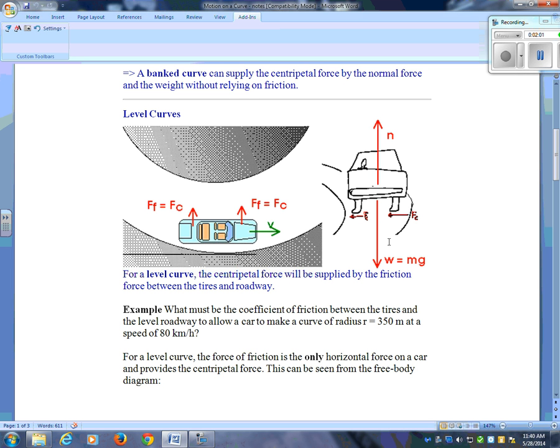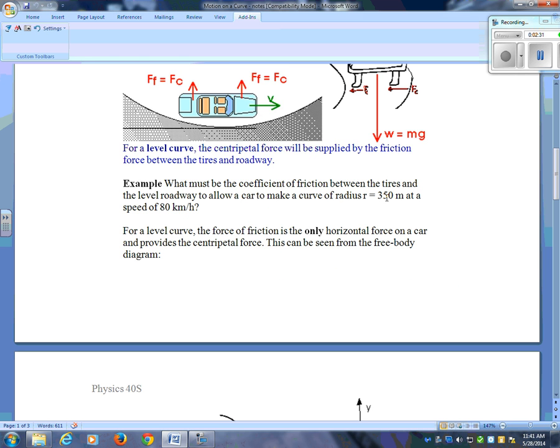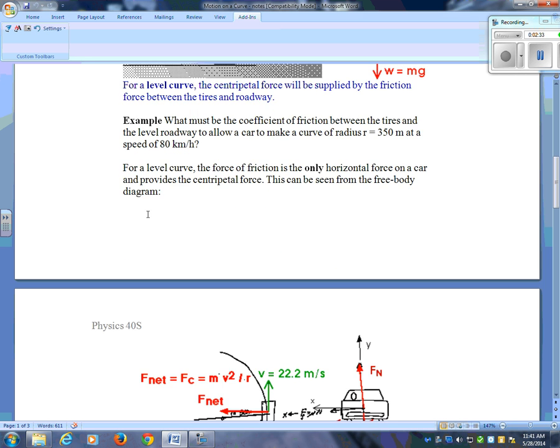Here's an example. What must be the coefficient of friction between the tires and the level roadway to allow a car to make a curve of radius 350 meters at a speed of 80 kilometers an hour? For a level curve, the force of friction is the only horizontal force on a car and provides the centripetal force. This can be seen from the free body diagram. So it is friction that supplies that force. And we're going to use mu equals Ff over Fn. The radius is 350 meters, and the speed is 80 kilometers an hour.